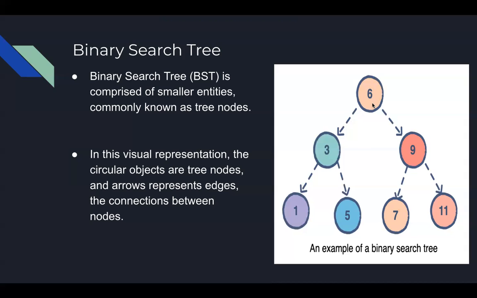So we can say 6 connects to 3, and then we can traverse from 6 to 3, and then we can traverse from 3 to 1. We can also traverse from 3 to 5. But as we know, these edges are not bidirectional, which means we cannot go from 5 to 3. We also cannot go from, let's say, 9 to 6.